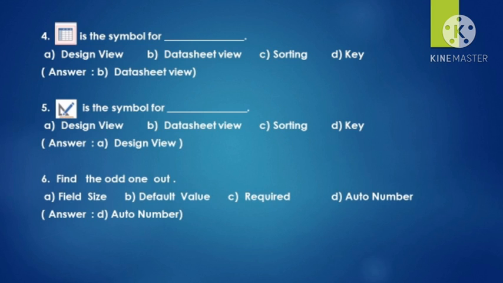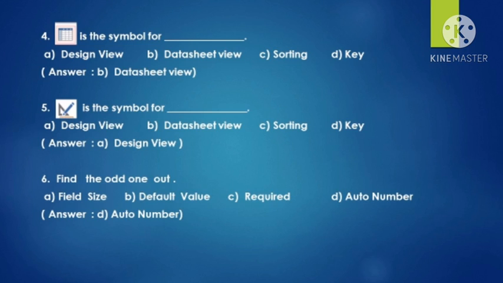Question number 4 contains a special symbol. Students, you need to identify the symbol. The options are A, design view, B is datasheet view, C, sorting, D is key. The correct option is B, datasheet view.